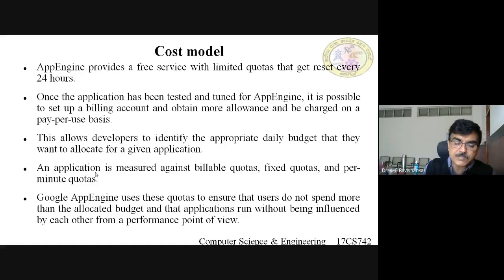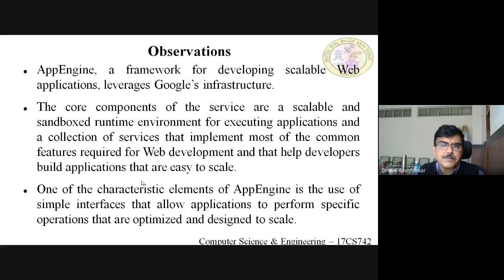There are some observations. What are the observations? App Engine, a framework for developing scalable web applications, leverages Google infrastructure. The core components of the service are a scalable sandbox runtime environment for executing applications and a collection of services that implement most of the common features required for web development, which helps developers build applications that are easy to scale. One of the characteristic elements of App Engine is the use of simple interfaces that allow applications to perform specific operations that are optimized and designed to scale.